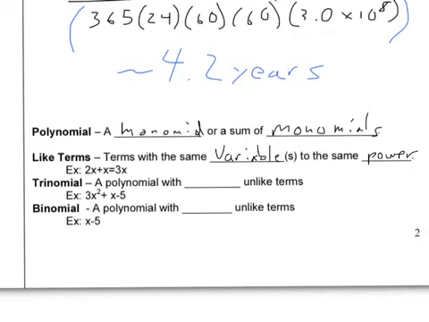A trinomial, this is a polynomial with 3 unlike terms. Okay, so 3x squared plus x and negative 5, those are 3 terms that are not alike. And a binomial, this is a polynomial with 2 unlike terms. So you have an x and a 5, they're not alike, you can't combine them other than the way they're already combined.